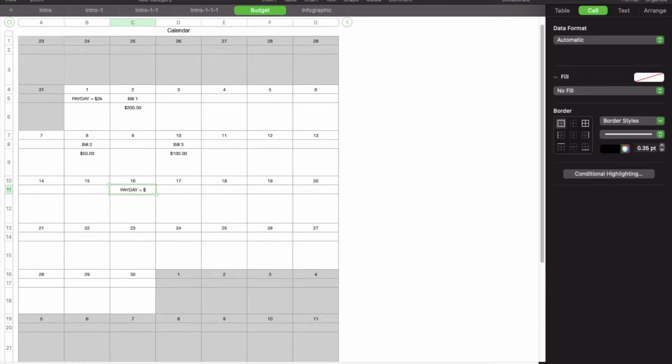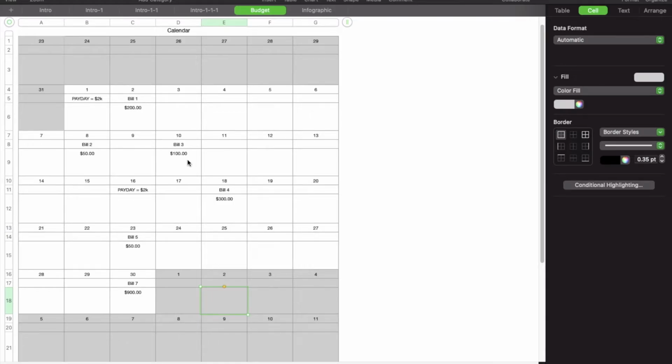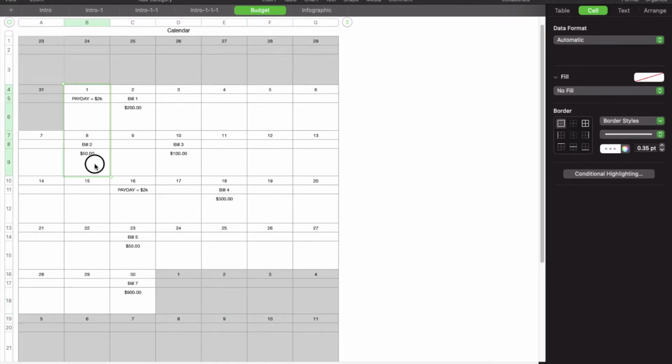There are 2 types of biweekly paycheck cycles. The first type is the type that I'm on, where you get paid on the same day of the week every other week. And the other kind is where you get paid on the same 2 days every month. For the purposes of this demonstration, we're going to say that we get paid on the same 2 days every month, and that our first paycheck is on the 1st and our second paycheck is on the 16th.